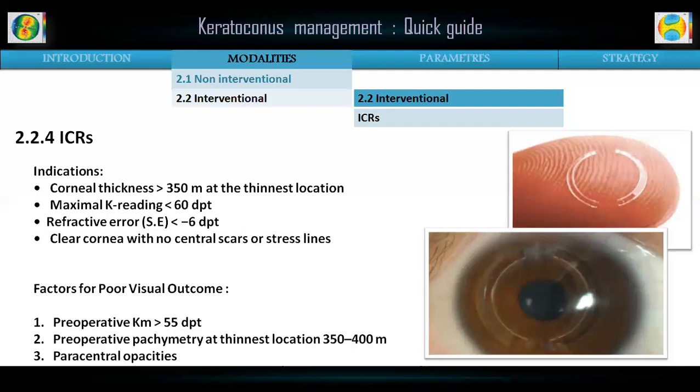These are the factors of a poor visual outcome: when we have Kmax more than 55 diopters, or the pachymetry at the thinnest between 300 and 350 or 400 microns, and when we also have paracentral opacities.